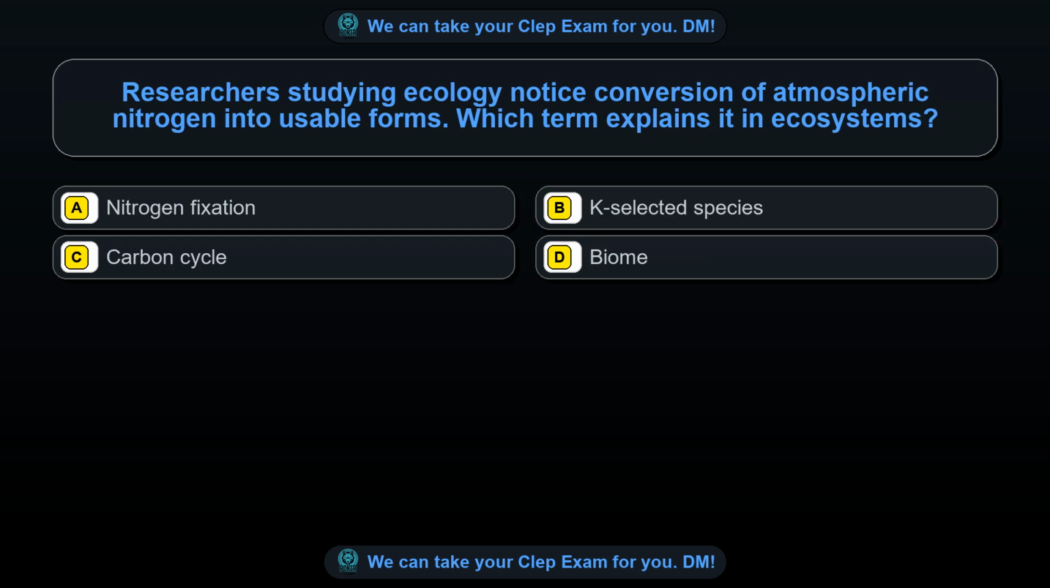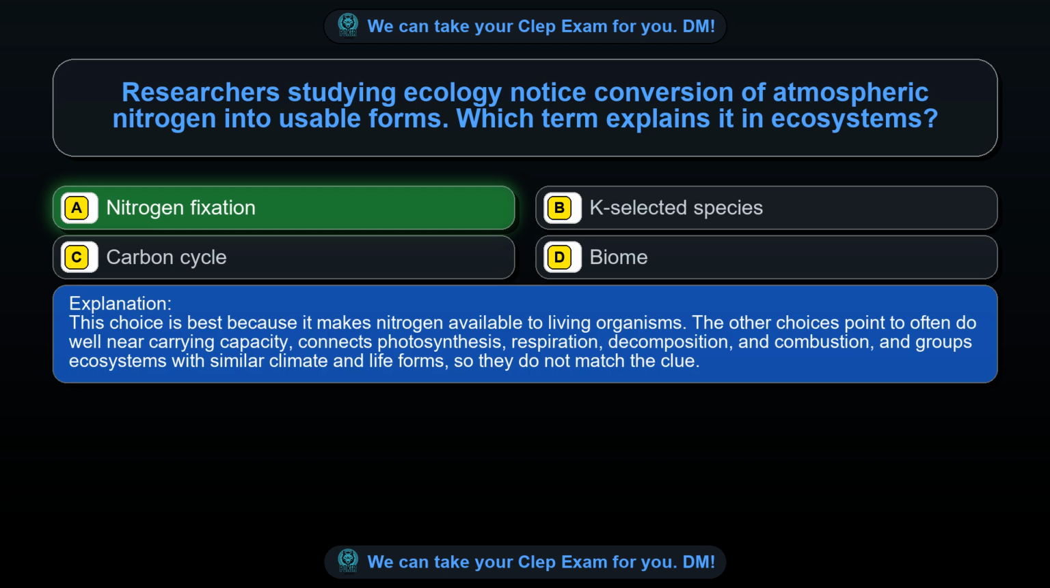Question 7. Researchers studying ecology notice conversion of atmospheric nitrogen into usable forms. Which term explains it in ecosystems? Option A, nitrogen fixation. Option B, K-selected species. Option C, carbon cycle. Option D, biome. The correct answer is option A, nitrogen fixation.